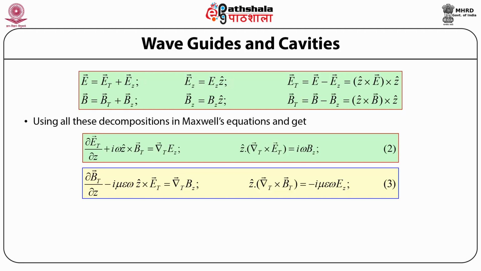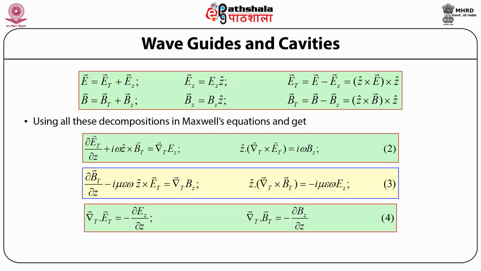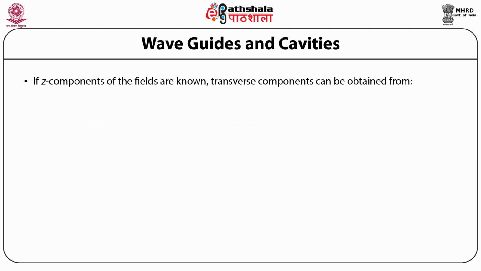Then the divergence of the transverse component of the del operator and the transverse component of the electric field is equal to minus the partial derivative of the z component of the electric field with respect to z, and the divergence of the transverse component of the del operator with the transverse component of the magnetic field induction vector B is equal to minus the partial derivative with respect to z of the z component of the magnetic field induction. So if the z components of the fields are known, the transverse components can be obtained from the following relations.